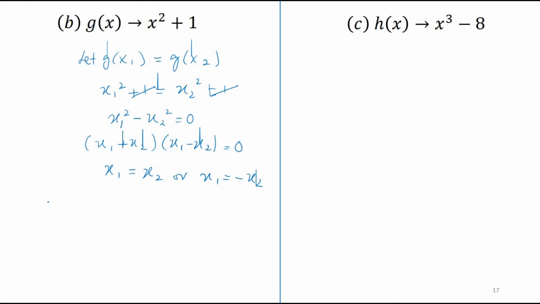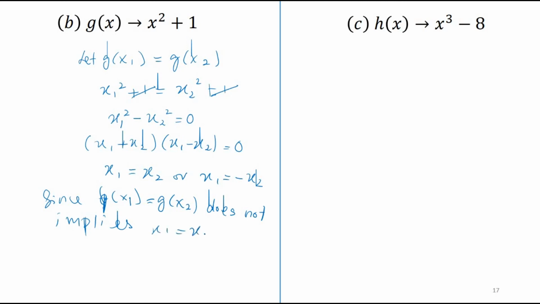So as a conclusion, since g(x1) equal to g(x2) does not imply x1 equal to x2, therefore we can say that the function g is not a one-to-one function. Is that clear?